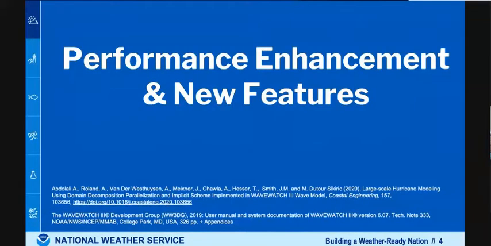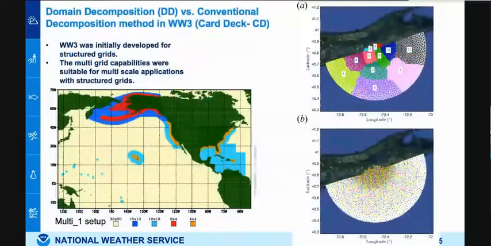I will go through each of the pieces, and the details can be found in these two publications, one recently published in Coastal Engineering and the other one the WaveWatch 3 manual. Going back to the WaveWatch 3 initial design by Hendrik, its main purpose was global wave forecasting on a structured grid, and at the time it was equipped with a novel and efficient parallelization algorithm called card deck, or mosaic approach.